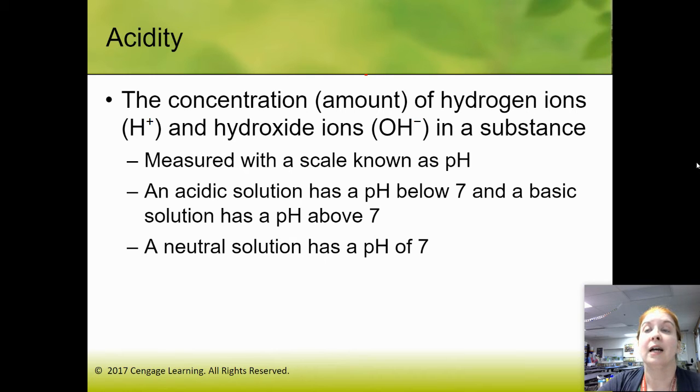Acidity. This is the concentration or amount of hydrogen ions, H+, and hydroxide ions, OH-, that are found in a substance. They're measured with a scale known as pH. An acidic solution has a pH below 7, and a basic solution has a pH above 7, and a neutral solution, usually water, has a pH of 7.